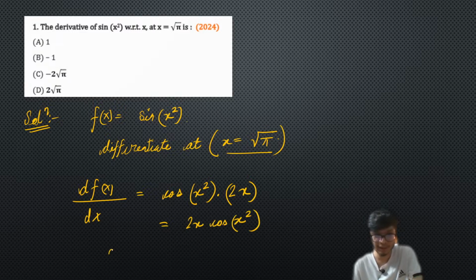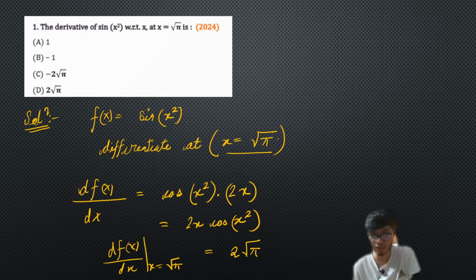With this, I will get the answer as 2x cos of x square. Now, if I put the value of the derivative at x equals square root of pi, I'm going to get the answer as 2 square root pi into cos of pi, and that is going to be minus 1. So that's how I'll get the answer as option C.